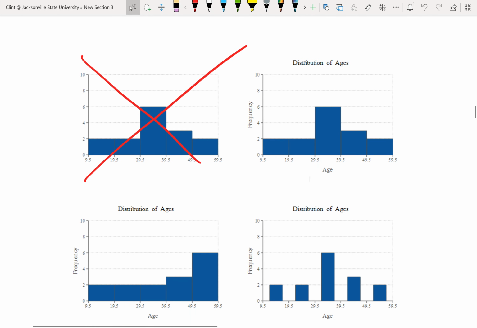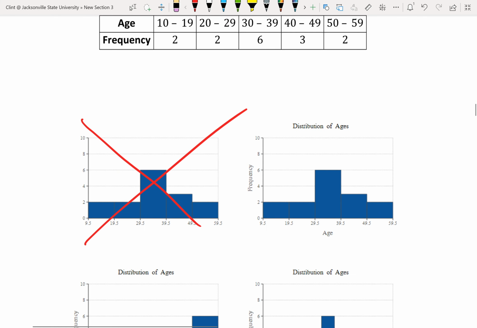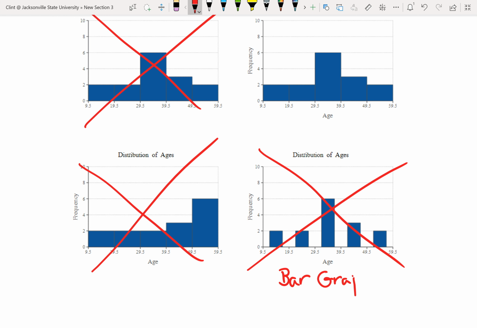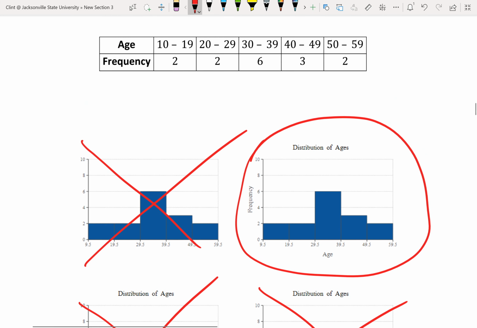Let's look at the third one, down here. What's wrong with that one? It says the last class has a frequency of 6, but if we look at the table, it's 2. So the data just doesn't match the table. What's wrong with the last one? This one's a bar graph, not a histogram, and we would want a histogram for a frequency distribution. So here's our correct graph. You can do process of elimination if you're not sure.